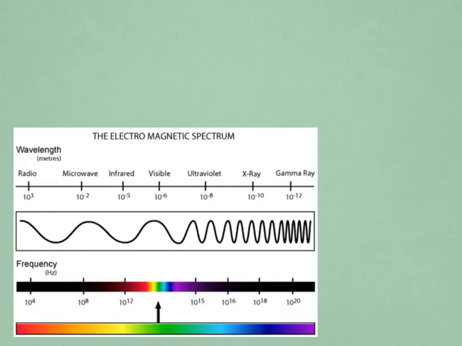This idea that there are many waves on the spectrum, from radio waves right down here with long wavelengths all the way up through visible light to gamma radiation at the opposite end. And going from radio up to gamma, you have increasing energy.